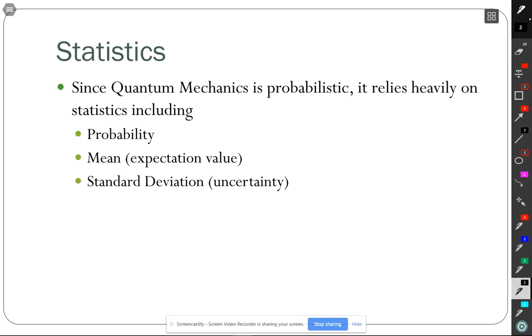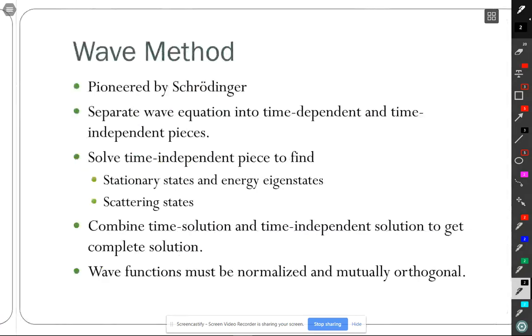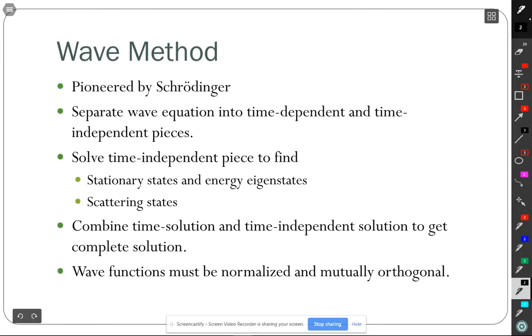So it's statistics because quantum mechanics is probabilistic. It's not deterministic. It doesn't tell us what's going to happen. It tells us what the probabilities are of outcomes. And so that's why it's so heavily statistical.